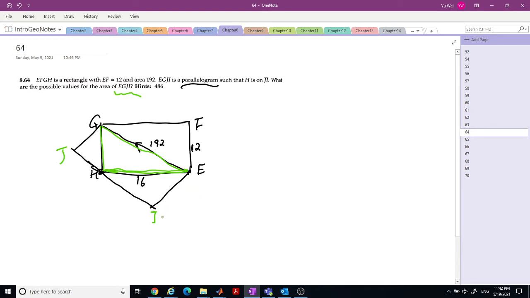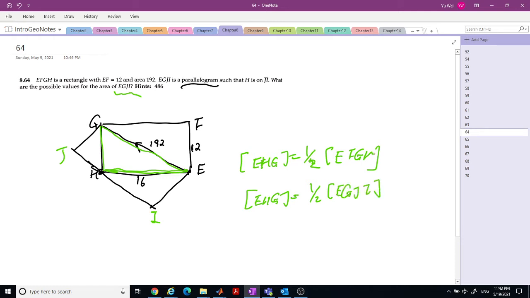Okay, so you can see EHG is half of the rectangle EFGH, right? And EHG is also half of the parallelogram EGJI. So that's why you know these two are equal, right? So it's 192.